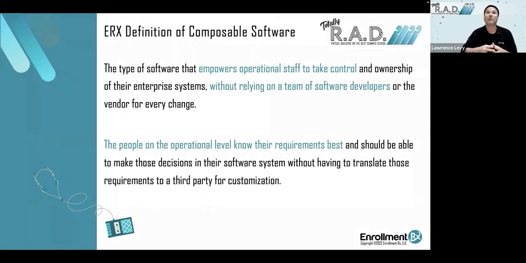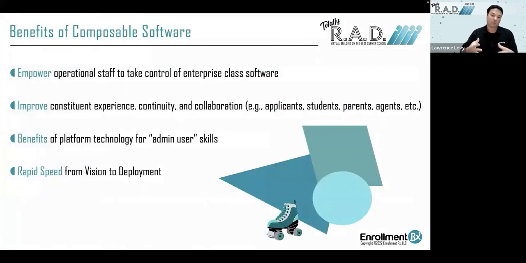And for us, that means adding fields, adding pages, adding home pages, adding new programs, adding new checklist requirements, all of the kinds of things that go into making Salesforce RAD. So the benefits of composable software, of course, are that we do empower those operational folks. We improve the constituent experience. We are able to take advantage of the admin user skills from a platform perspective. We can also do other things, like: what else would you like the CRM to do? Once you've got it working for you in one area, what else would you like it to do? And of course, rapid speed from vision to deployment.